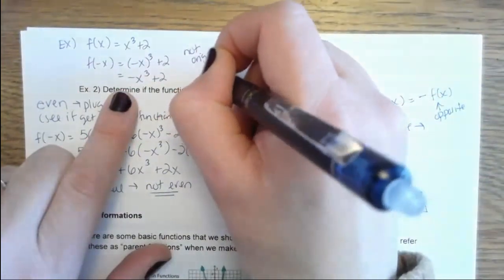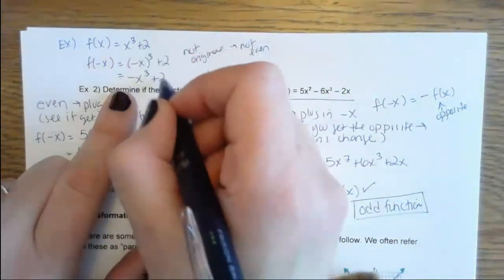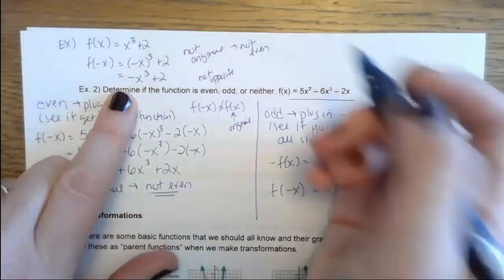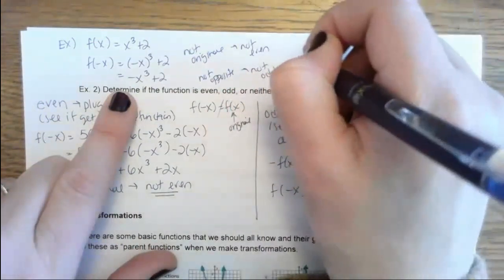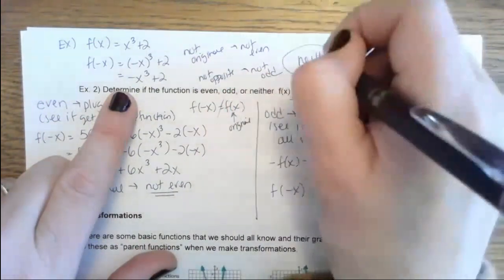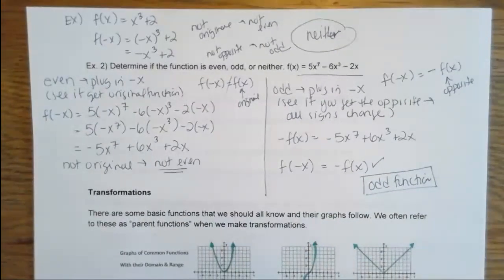But it's also not the opposite, because not all signs changed. The first one did, but the second one didn't. The 2 stayed positive. So it's also not odd. So something like this, we just call neither. So it's neither even nor odd. We don't give it a special name otherwise.